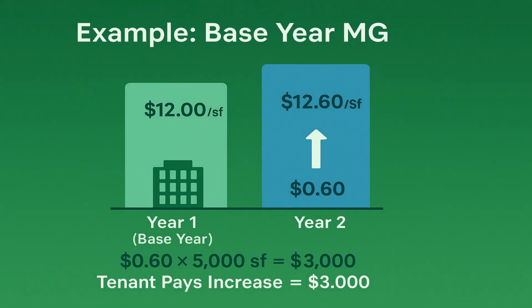Say a tenant has 5,000 square feet in a 100,000 square foot building. He has a 5% share. Base year operating expenses are $12 a square foot. Next year, the operating expense is $12.60. Tenant pays only the increase.